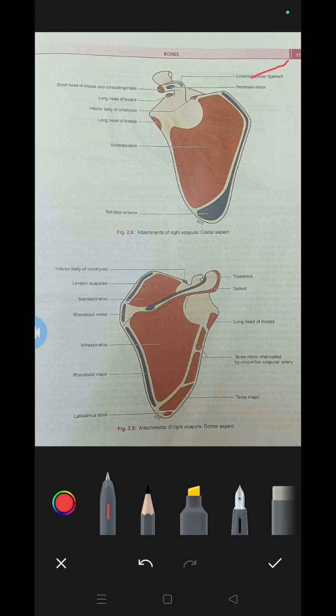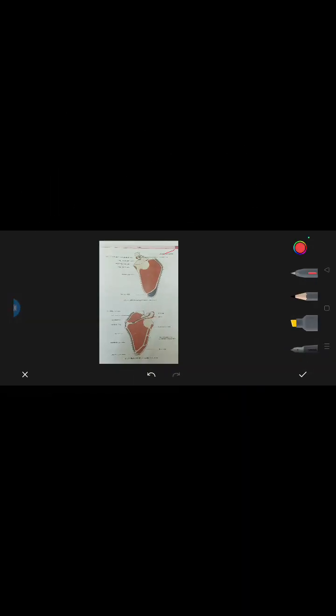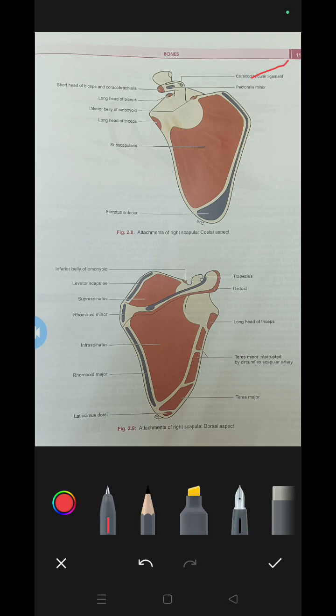Okay. Next, clinical anatomy. Paralysis of serratus anterior causes winging of the scapula. The medial border of the bone becomes unduly prominent and the arm cannot be abducted beyond 90 degrees. The scaphoid scapula is a developmental anomaly in which the medial border is concave.